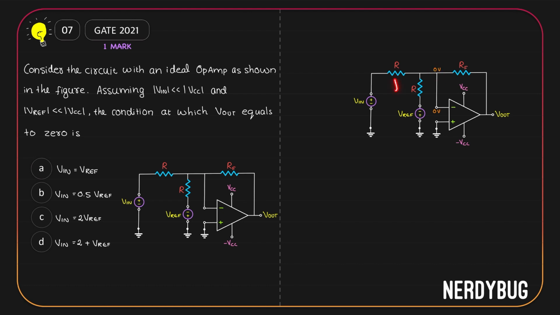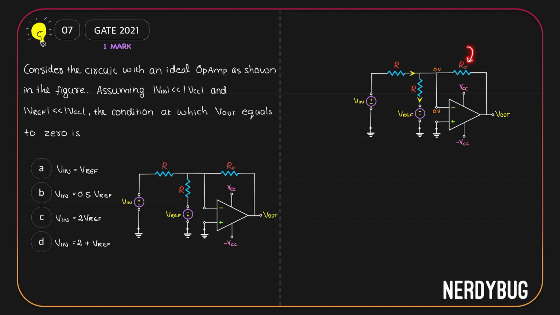Let's take a look at R over here. It has a potential 0 at this end and Vin at this end. Let us take the direction of current through R to be like this. The value of the current will be Vin minus 0 divided by R. Now for R over here, we have 0 potential at this end and minus V reference over here. Let's take the direction of current to be like this. The current will be 0 minus V reference divided by R.